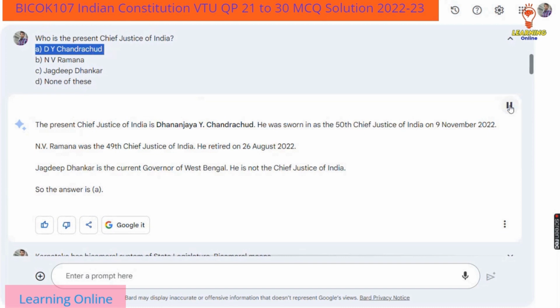The present Chief Justice of India is Dhananjay Y. Chandrachud. He was sworn in as the 50th Chief Justice of India on the 9th of November 2022. N.V. Ramana was the 49th Chief Justice of India. He retired on the 26th of August 2022.